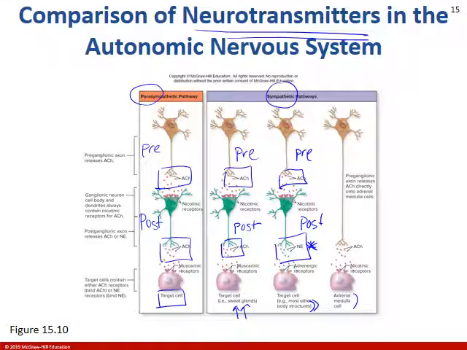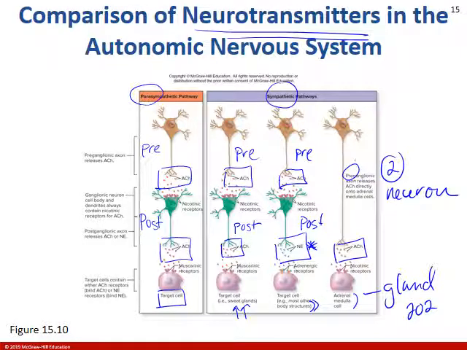Now, the adrenal medulla is a little bit different. This is a gland that we won't really talk about until 202, but there are not two neurons here. This is one of the exceptions when we talk about sympathetic nervous system. So there's a preganglionic, and it also releases acetylcholine, and that's going to trigger the adrenal medulla to release hormones into the bloodstream. So what's something that you can tell right away here? All of the pre's release acetylcholine. Most of the posts release acetylcholine. Our exception is here.